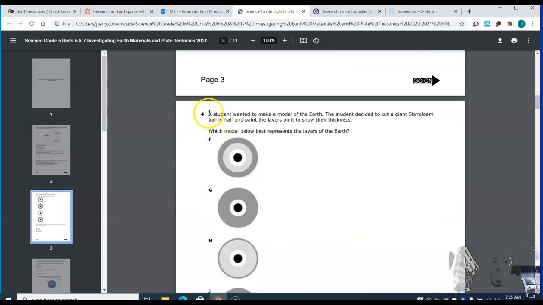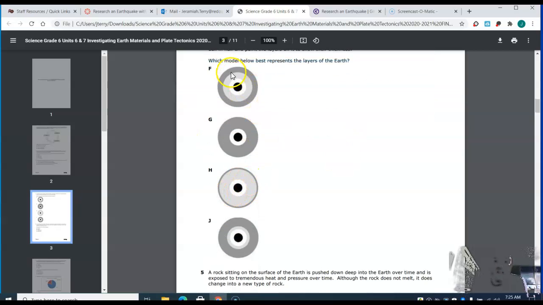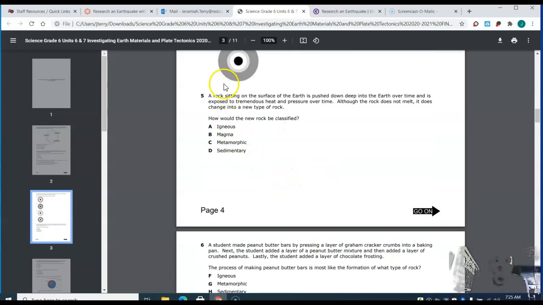Number 4, a student wanted to make a model of the earth. The student decided to cut out a giant styrofoam ball in half and paint the layers on it to show their thickness. Which model below best represents the layers of the earth? Is it F, G, H, or J? You need to remember how thick each layer is. Think back to layers of the earth for that one.